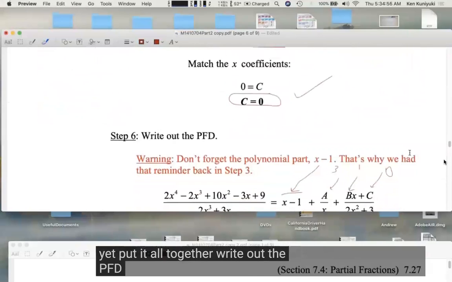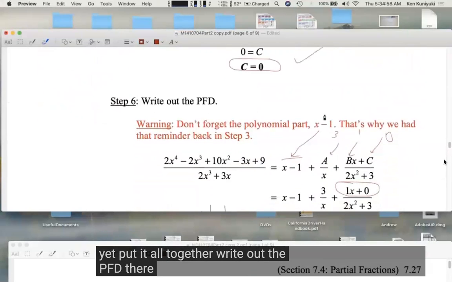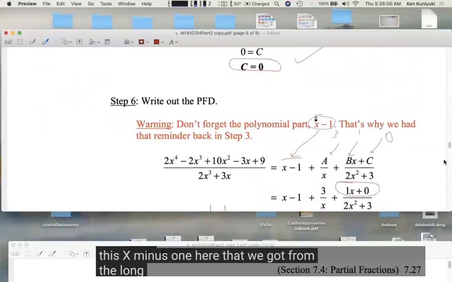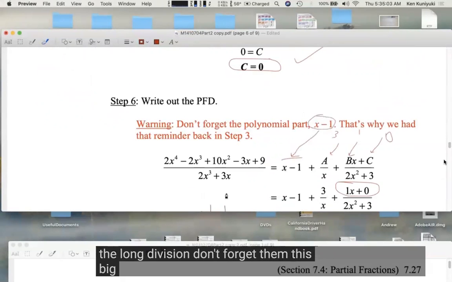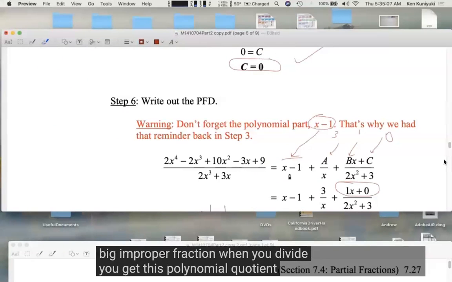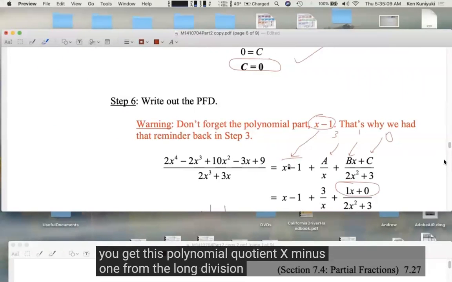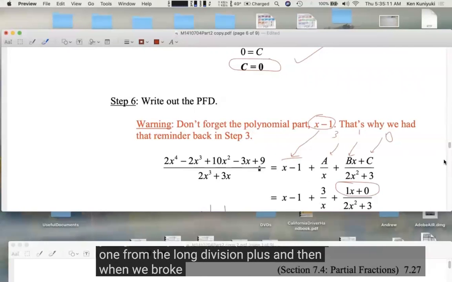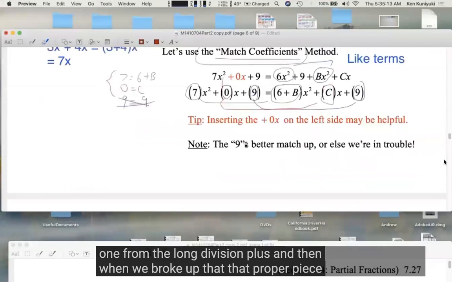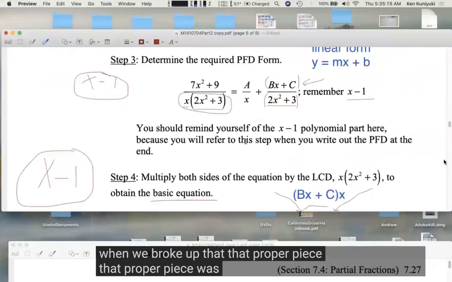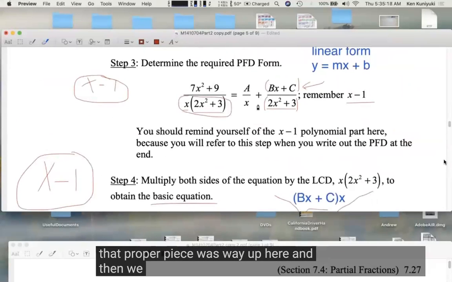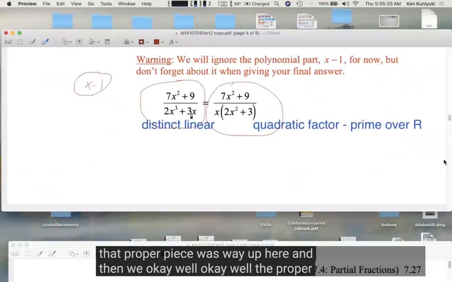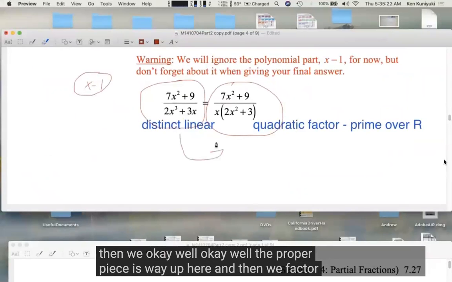Write out the PFD. Now remember, this x minus 1 here that we got from the long division, don't forget them. This big improper fraction, when you divide, you get this polynomial quotient, x minus 1, from the long division, plus, and then when we broke up that proper piece, the proper piece was way up here, and then we factored the bottom, right?